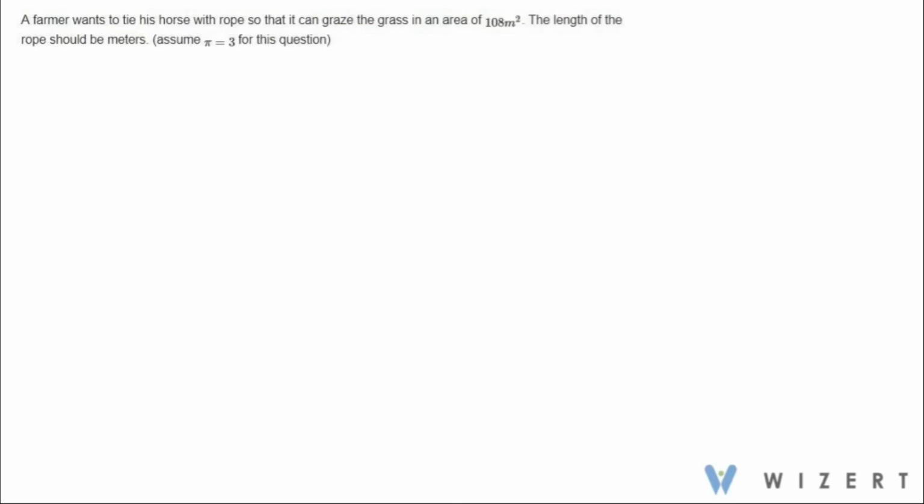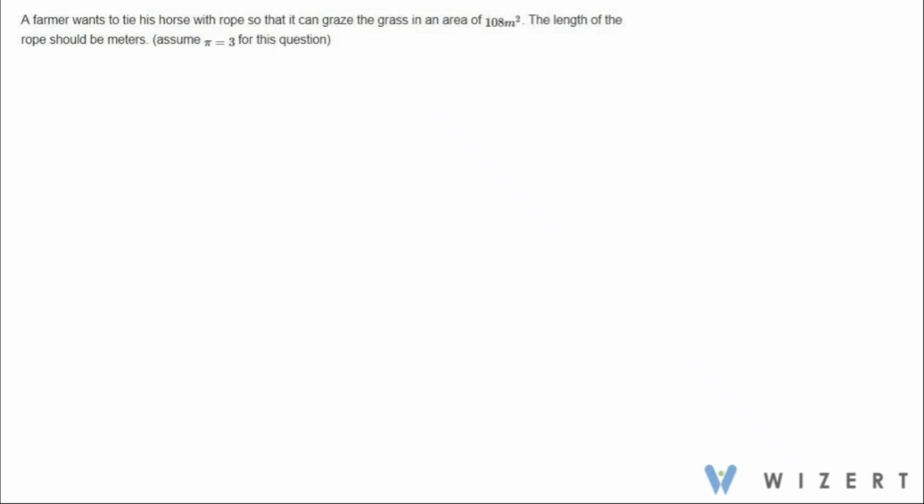We have this question here. A farmer wants to tie his horse with a rope so that it can graze the grass in an area of 108 meters square. The length of the rope should be dash meters. We are given that we should assume pi equal to 3 for this question. It's 3.14, so they have given the rounded off value as pi equal to 3.